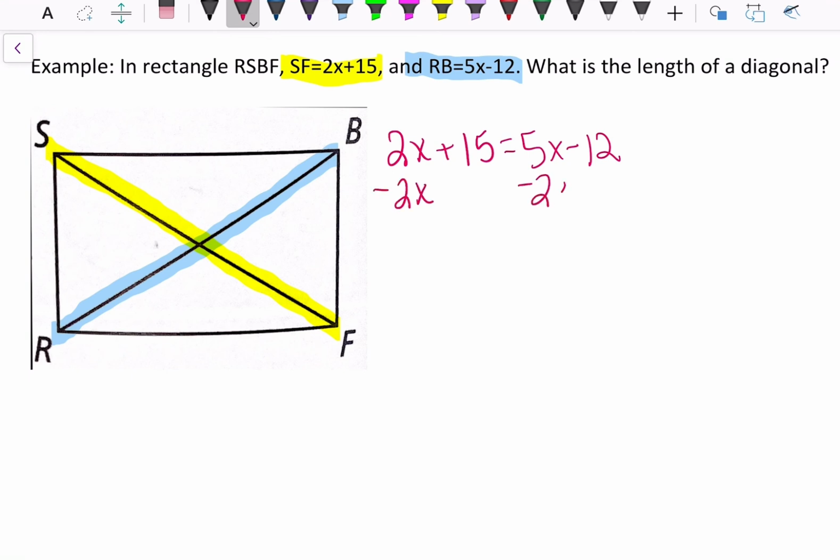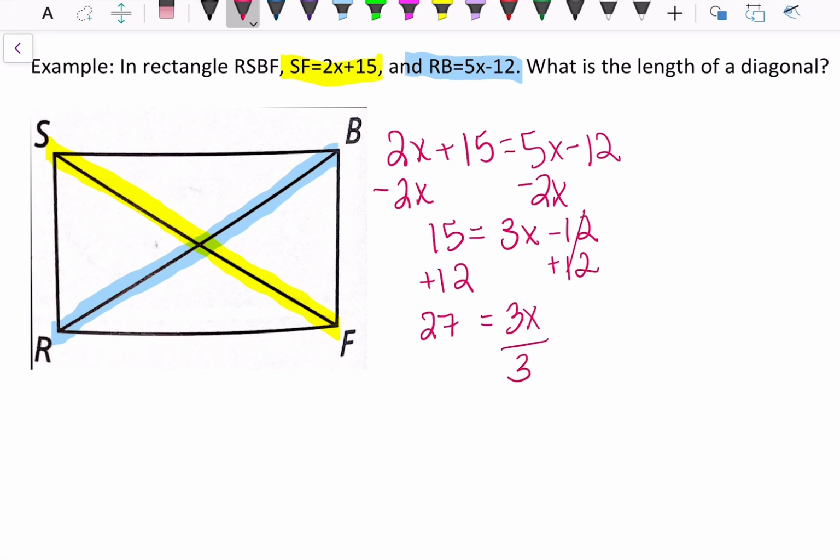So subtract the 2x first to get all of the x's to one side. So 15 equals 3x minus 12. Add the 12 to the other side. So 3x is now equal to 27. And then divide by 3. So x is 9.